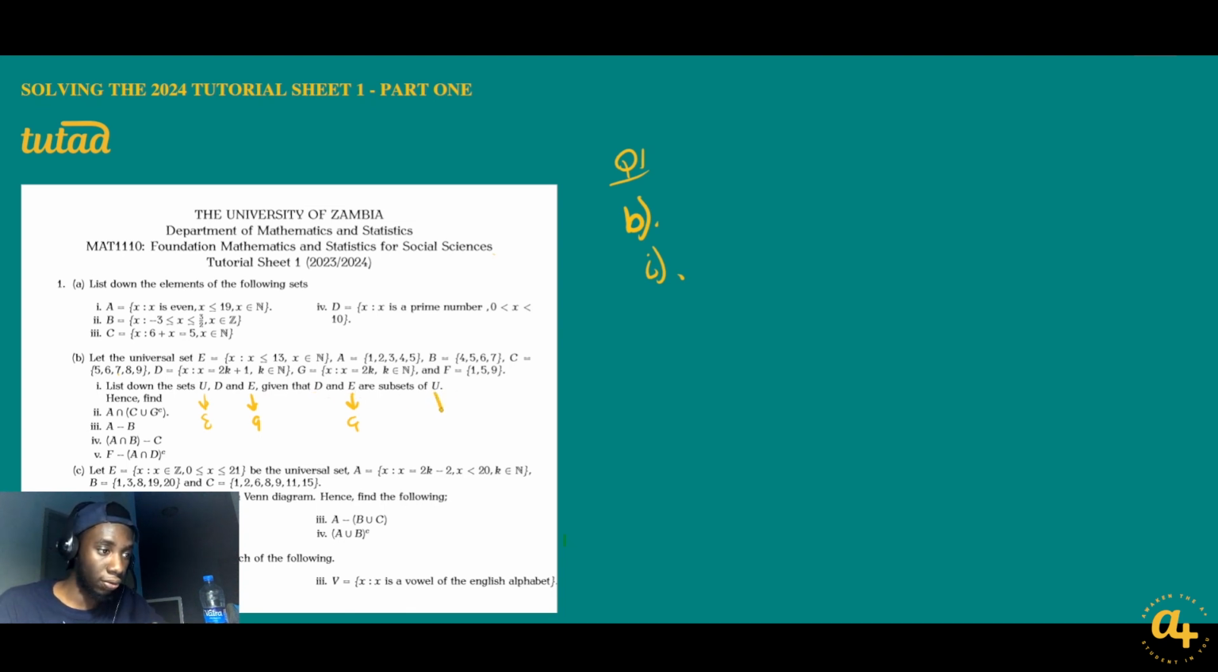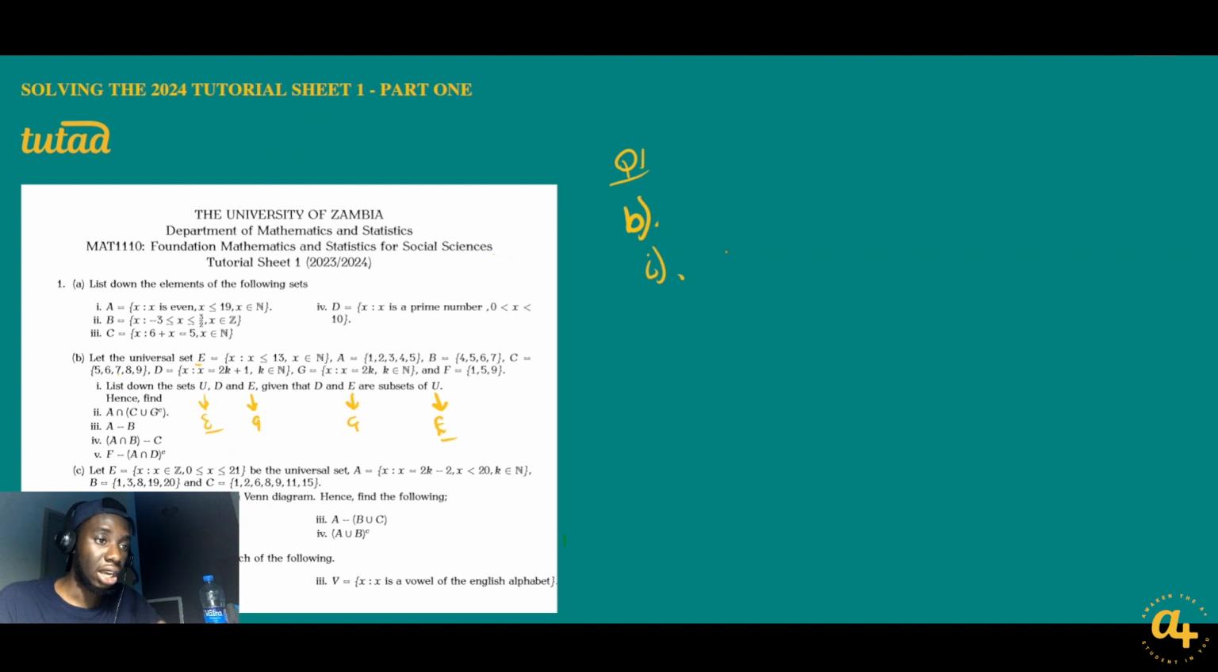So this U here is basically E, to just mean that it is the universal set. In some questions, U is what's going to be used to represent the universal set, but in this case we can see that E is the one that was used. To avoid being confused, we are going to maintain the letter E. So Roman numeral 1 of part B is supposed to read: list down the sets E, D, and G, given that D and G are subsets of the set E, or the universal set. So let's list down the elements of the universal set, set D, and eventually set G.